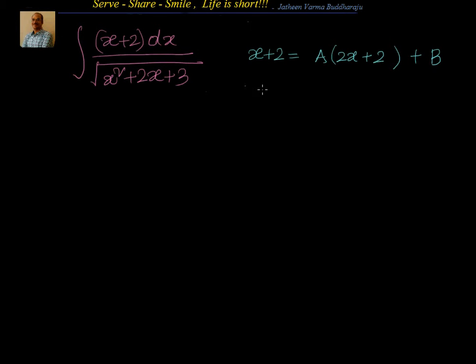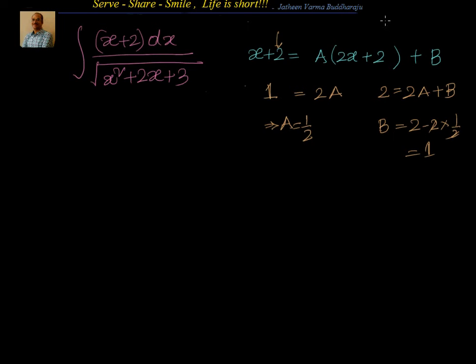So what we will do now is compare them. We say the x term, 1, equals 2A, that is one condition. Another condition is that the constant term 2 equals 2 into A, 2A plus B. So if 2A equals 1, that gives me A equal to 1 by 2. If I know A equals 1 by 2, then B will be 2 minus 2 into A, that's 1 by 2, which is nothing but 1. So we got A equal to 1 by 2, B equal to 1.